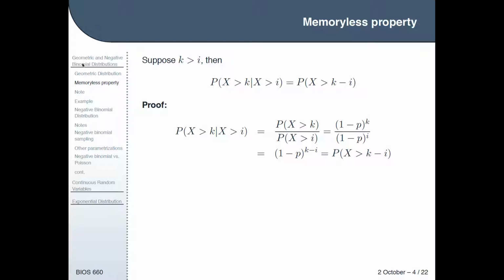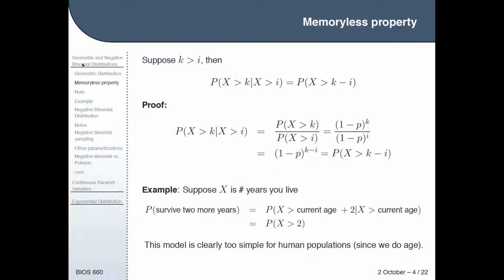An interesting factoid here is that the converse of this statement is actually true as well. You can prove that if X is a discrete distribution that has this memoryless property, then it must be a geometric distribution. I won't bother to prove that now. Maybe it'll show up on the homework or something if I'm feeling particularly mean.